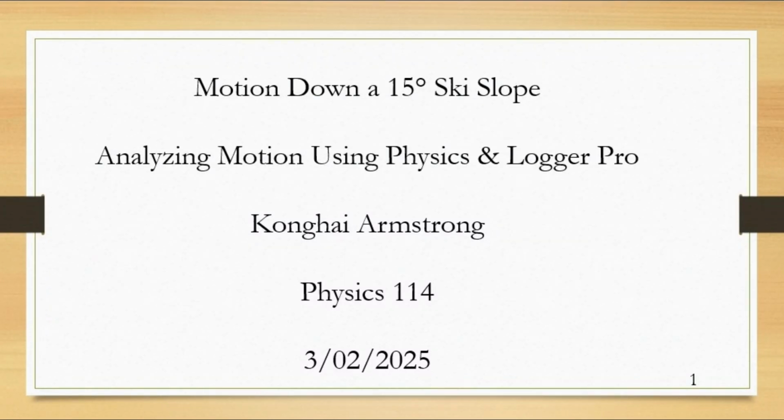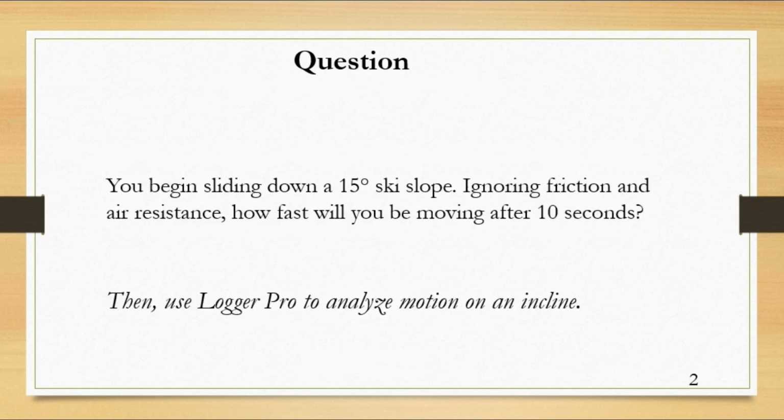Okay, hello. The following presentation investigates motion on a 15-degree ski slope using scientific principles with Logger Pro. We will establish the speed of an object after 10 seconds moving along an incline. So we intend to calculate the velocity of a moving object on a 15-degree slope at the 10-second mark while eliminating both air resistance and friction effects from our calculations.